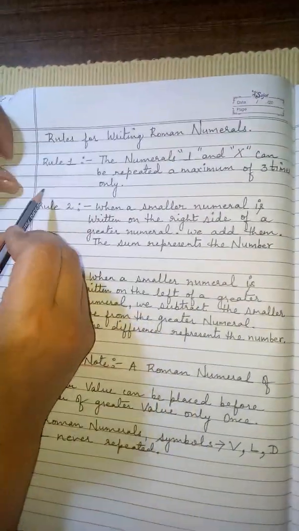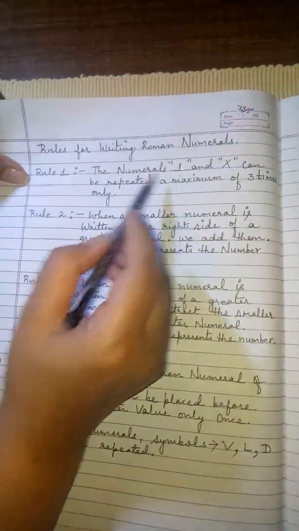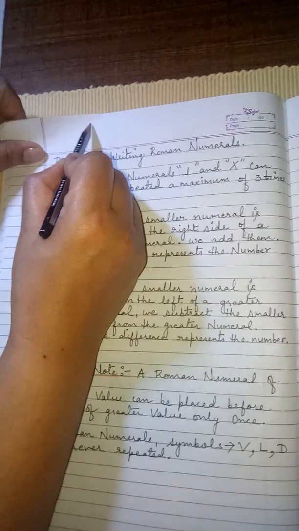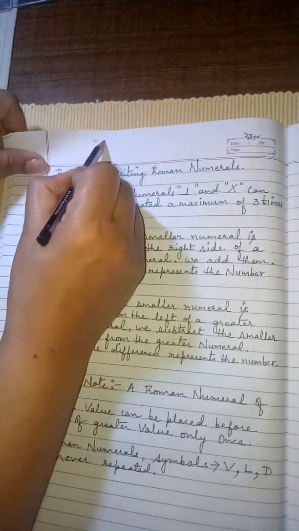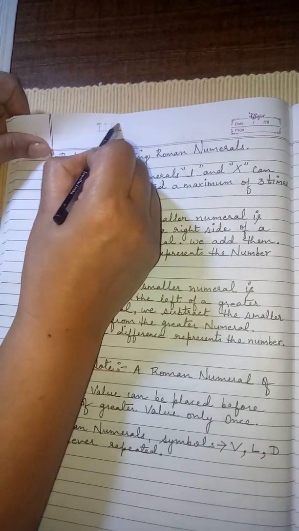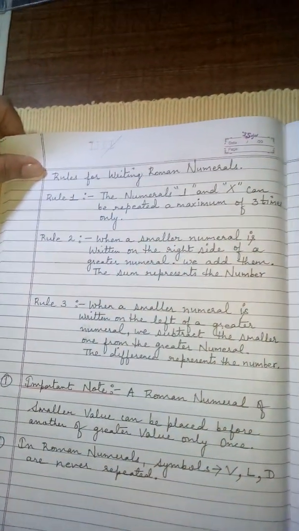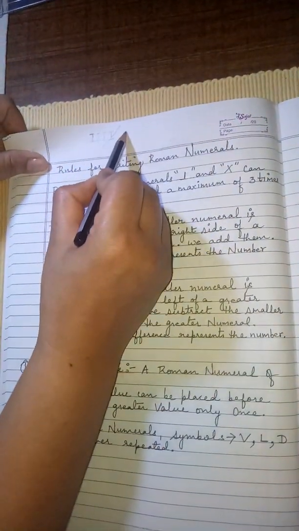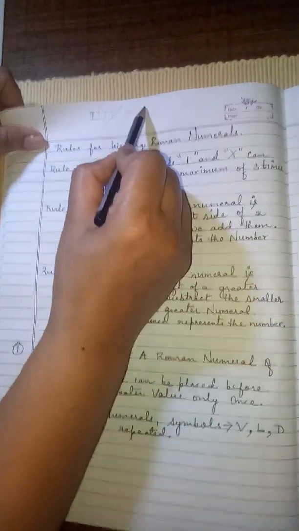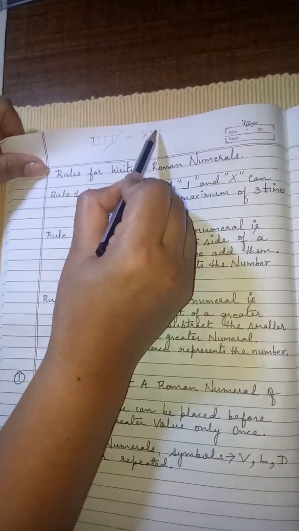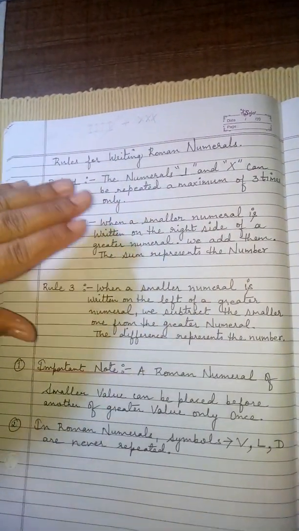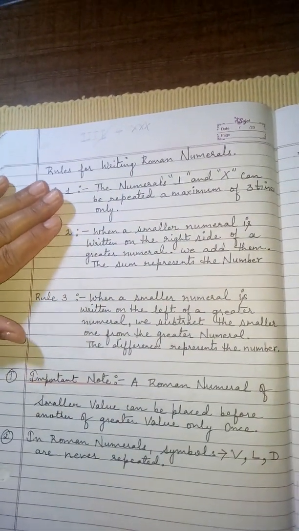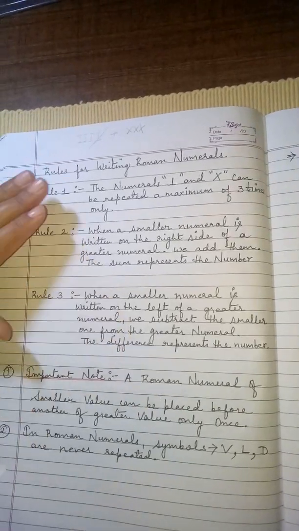That means if you are using this I, like I have written here, I can repeat it only 3 times. I cannot write it 4 times. This is wrong. In the same way, you can repeat this X maximum up to 3 times. That is it. Alright. These are the rules for writing and forming the Roman numerals.